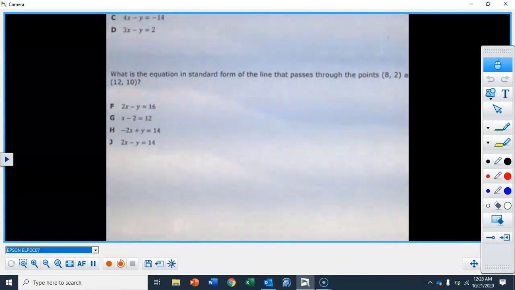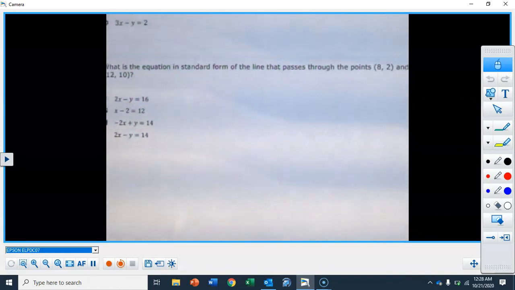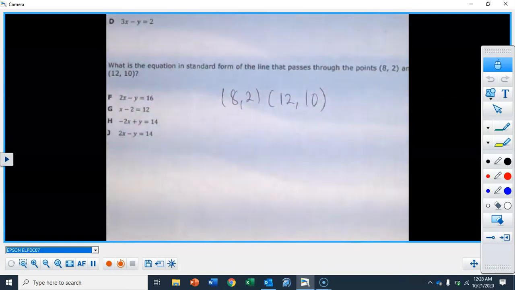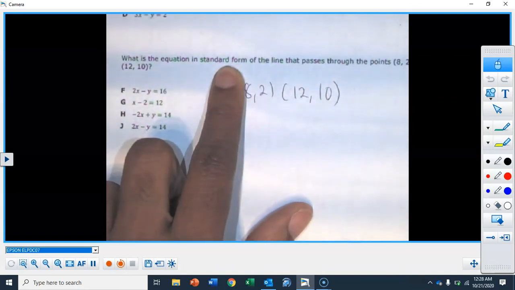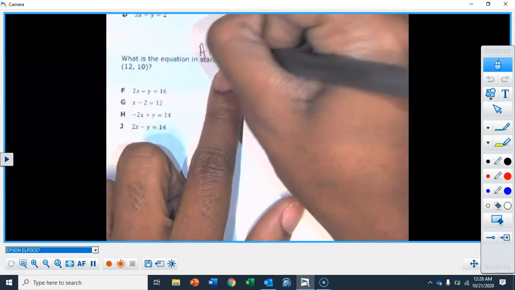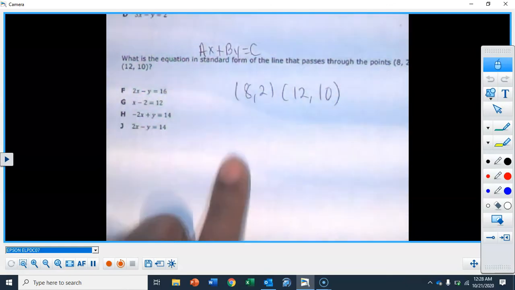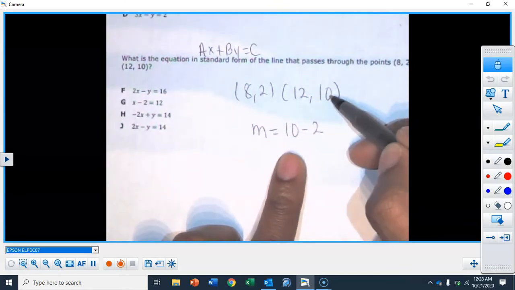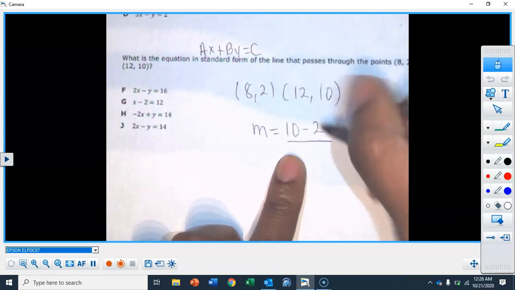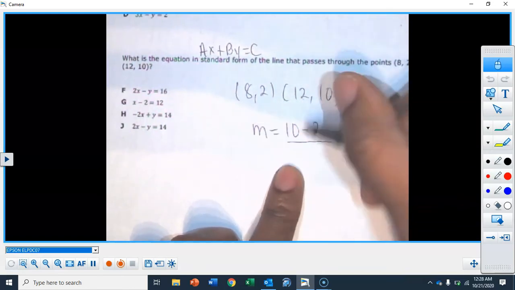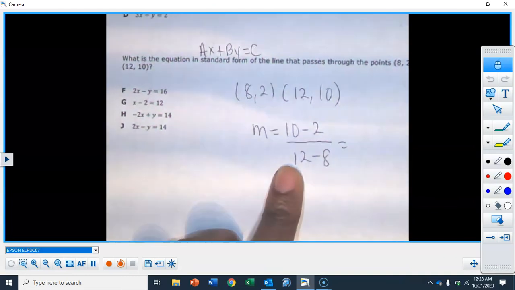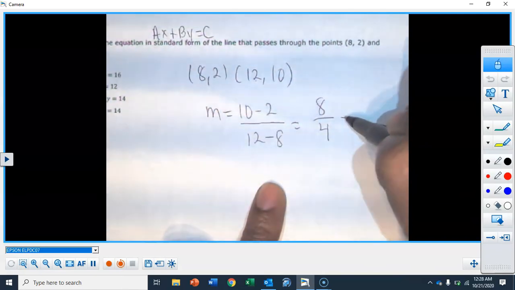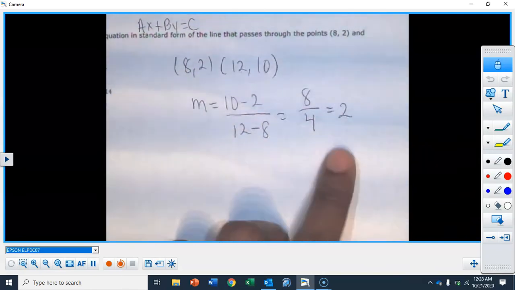Alright, so again, they give us 2 points. So we got 8 comma 2. And then 12 comma 10. And we're trying to find the equation of this in what? Standard form. ax plus by equals c. Alright, so let's do our m equals 10 minus 2. So again, y2 minus y1 over x2 minus x1. 12 minus 8, I'm sorry. So this becomes 10 minus 2 is 8 over, and this is 4. And this becomes a 2. So our m is 2.